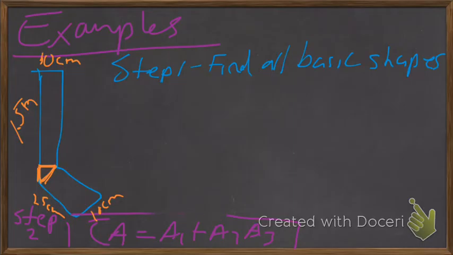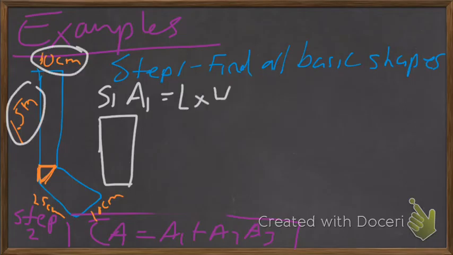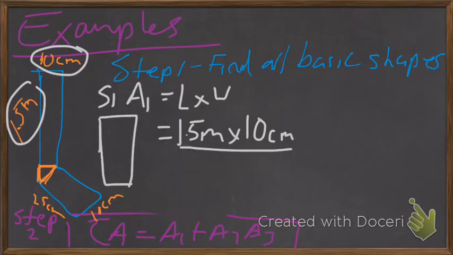So let's start off with shape 1, which is our rectangle. Area 1 of our big rectangle. So we said the area would be length times width. And we said it's 10 centimeters and 1.5 meters. Can we do that together? Times 10 centimeters? What do you think, Miss Terrio? Can we do that operation? Sure, of course we can.